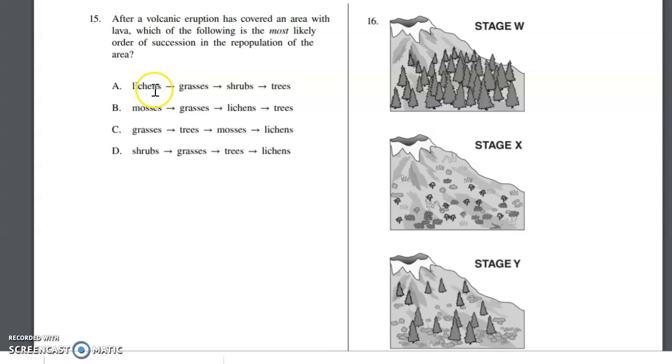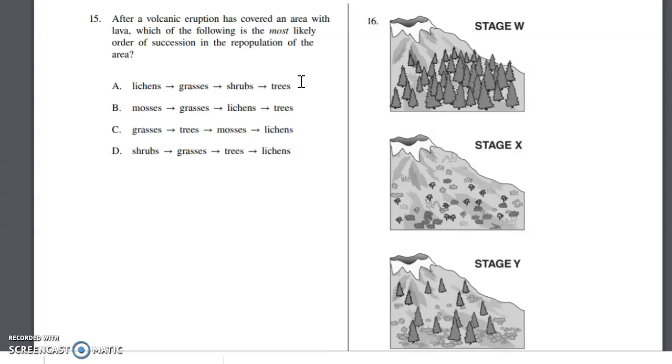A says lichens to grasses. We're getting a little bit bigger to shrubs and then to trees. So A would be the correct answer for primary succession: lichen, grasses, shrubs, and trees. And we talk about plants a lot when we talk about succession, but also as the plants are going through these stages in primary succession, the animals are as well.